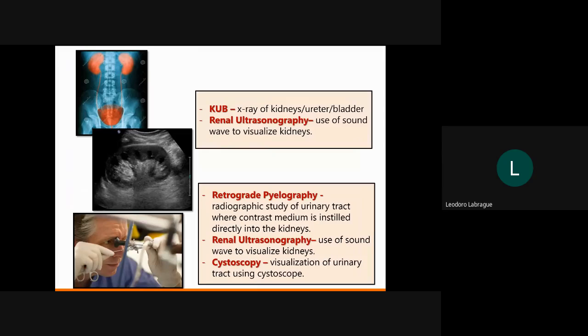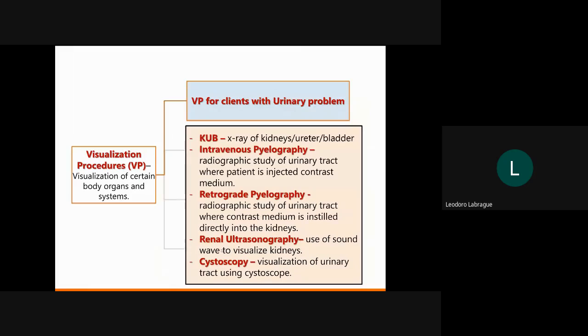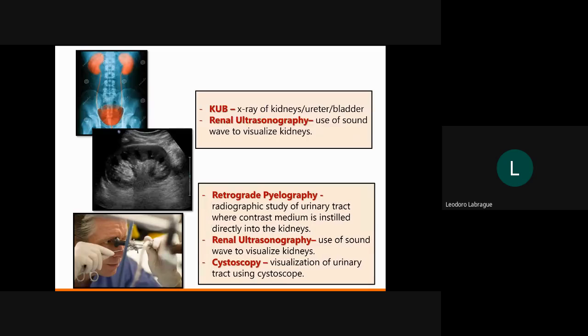Okay, if we have visualization procedures for the gastrointestinal tract, we also have visualization procedures for the urinary system. What are the different procedures to visualize, to check, to see the structure of the urinary system? The first one is the KUB X-ray. KUB means kidney, ureter, bladder.